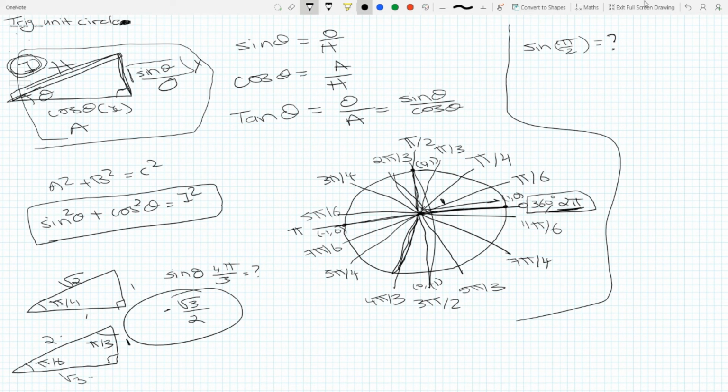And it's as simple as that. As long as you know this and these two triangles and the basics such as what is sine theta, what is cos theta, what is tan theta, you can figure all this out just by extrapolating. You don't have to memorize this. As long as you know these, you can figure this out.